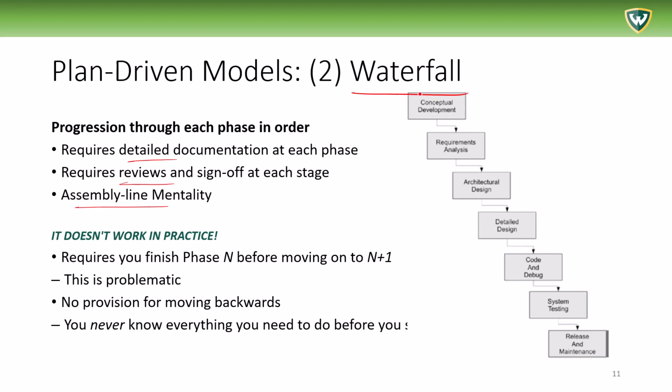So always conceptual development, and then requirements analysis, then architectural design, more detailed design, code and debug, system testing, release, and maintenance. So there's essentially the list that we talked about before that all life cycles of software development require. But in other words, the problem is that it doesn't work in practice in the sense that nothing is so linear in life.